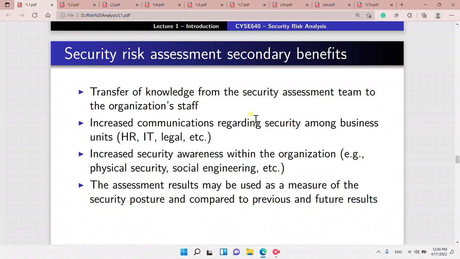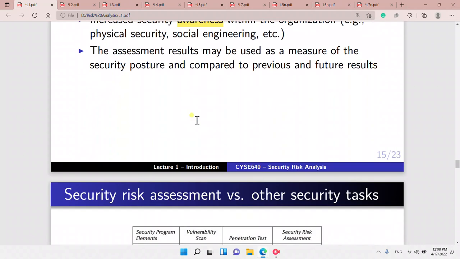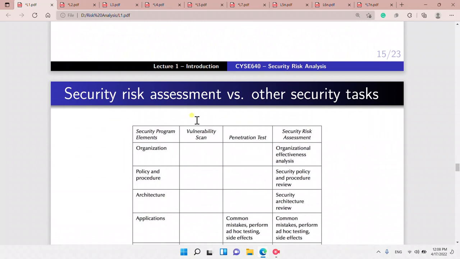We increased communications regarding security among business units. So we have transfer of knowledge and more communication about security, increased security awareness. Within the organization, the assessment results may be used as a measure of security posture and compared to previous and future results.